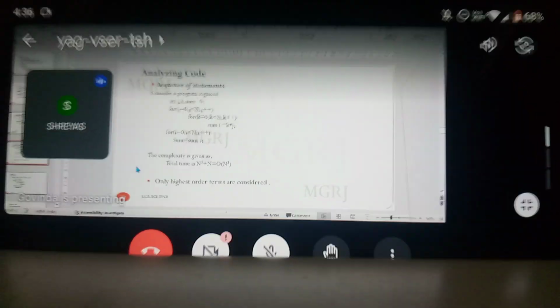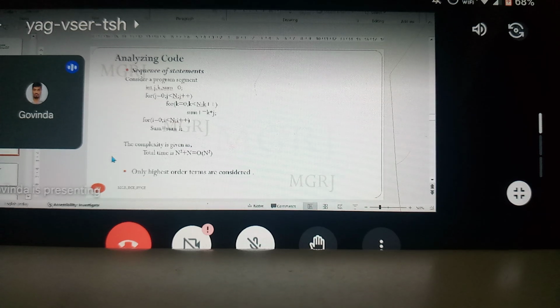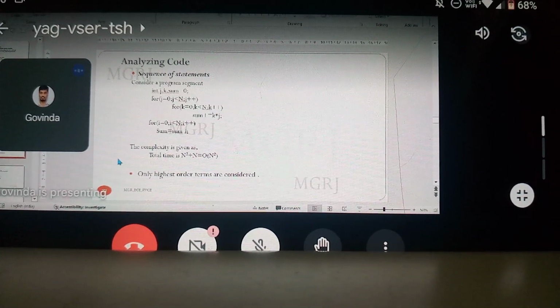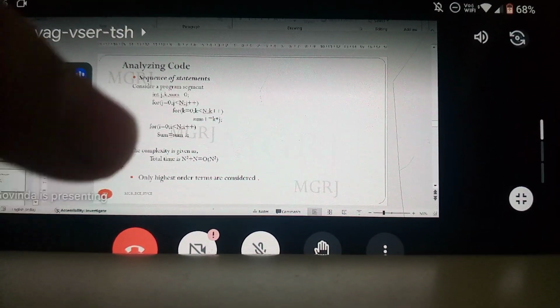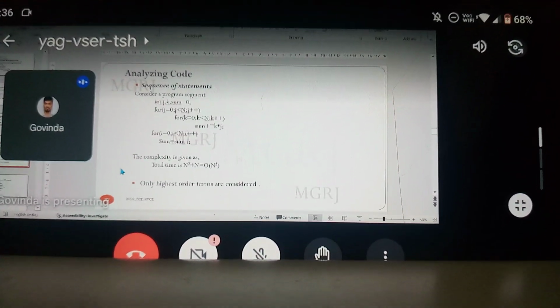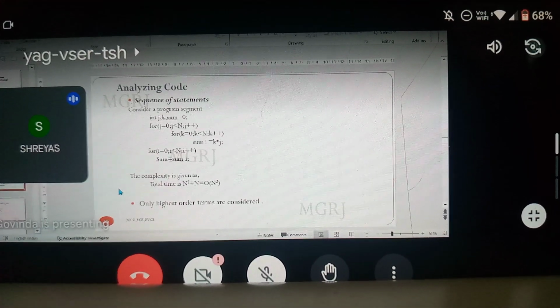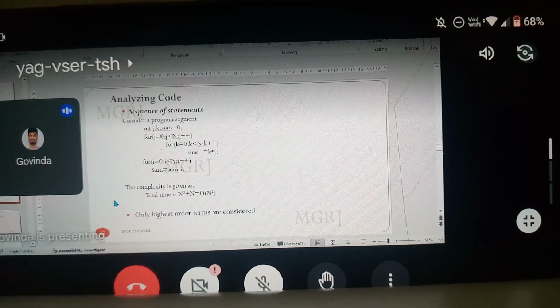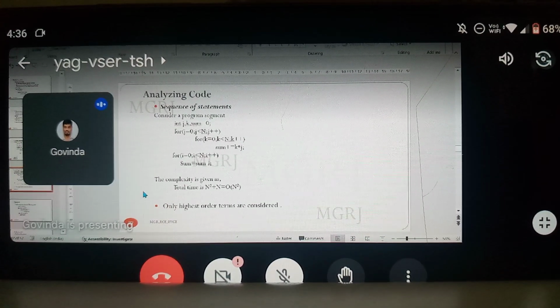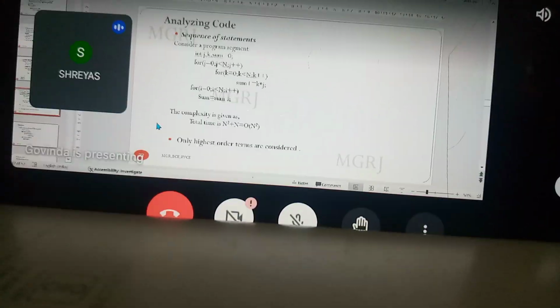Sir, n square plus n is equal to 2n square, right, sir? Who told you that n square plus n is equal to 2n square? It is not n square plus n square, it is n square plus n, look carefully. So now, while specifying the complexity of this, what will we consider?